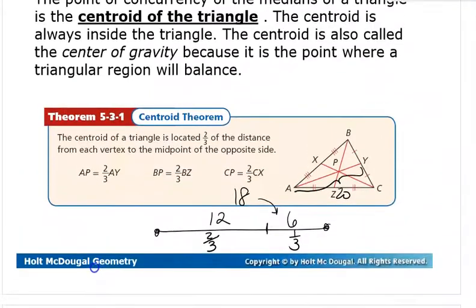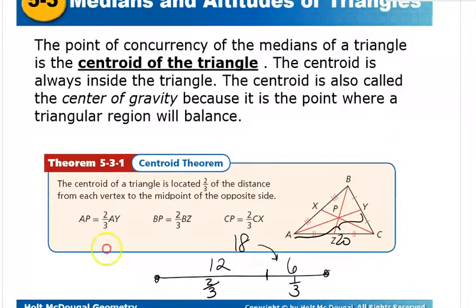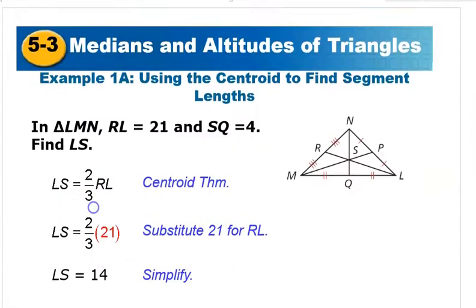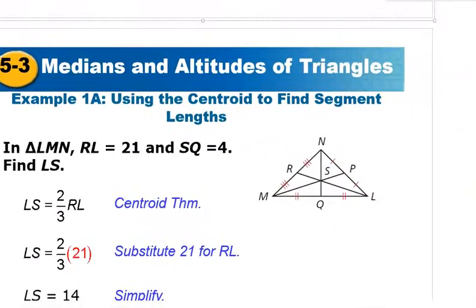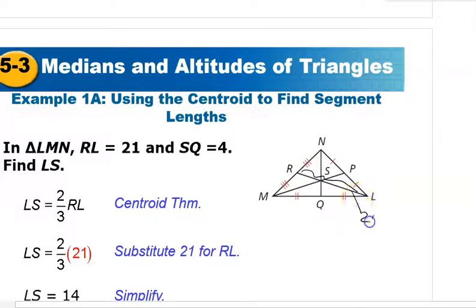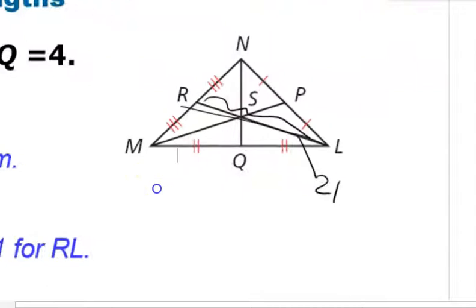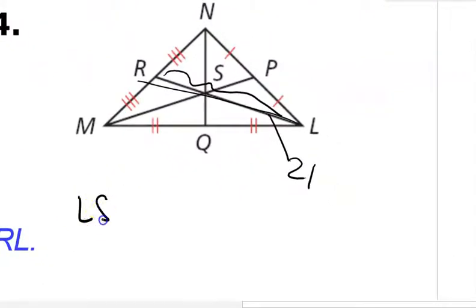Okay, key word here is the median, or if you see that the sides are cut in half and it's passing through the angle. So looking at this one, I see the sides are cut in half, it's passing through the angle, and I have RL, this whole thing, RL is 21. And SQ, this is 4. They want us to find LS. So since I'm looking at this line, I'm probably going to ignore the QS right now. So we want to find LS.